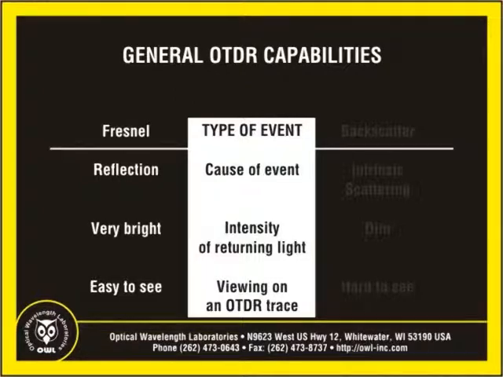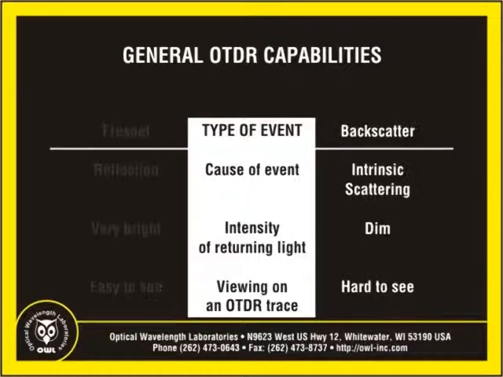There are two types of events detectable by an OTDR. Fresnel events are based upon light being reflected back towards the OTDR from reflective events and are thus very easy to see on an OTDR trace. Backscatter events, on the other hand, are based on the intrinsic properties of the optical fiber that scatter light back towards the OTDR. Backscattered light is much dimmer than reflected light, resulting in smaller events that are much harder to see on an OTDR trace. At any rate, the OWLTrek includes automatic event location and records detectable events in an event table.